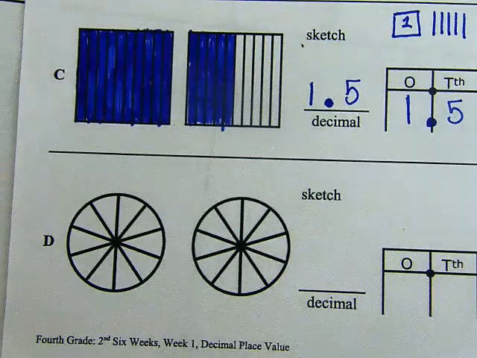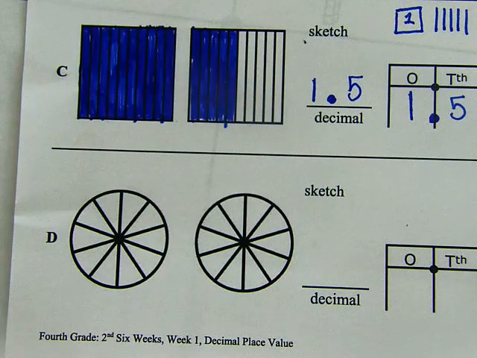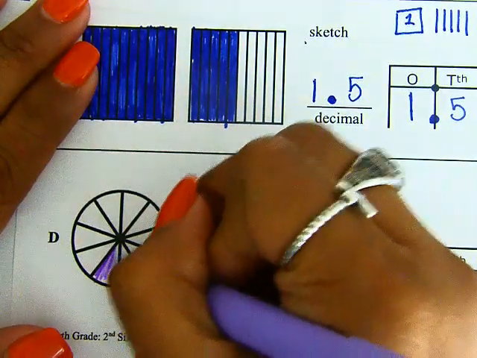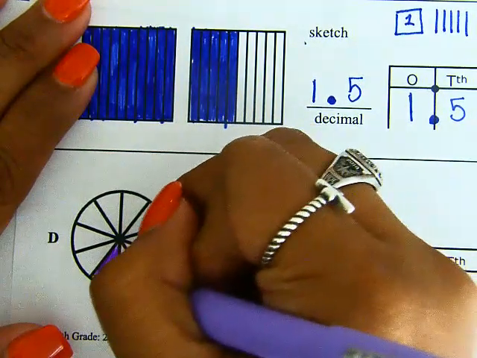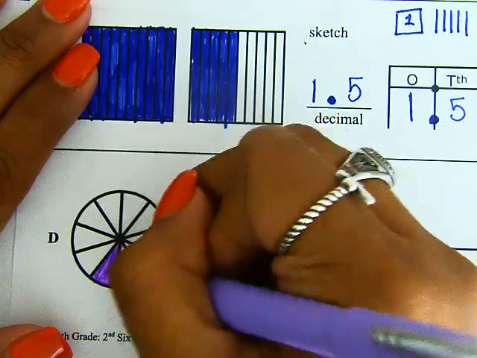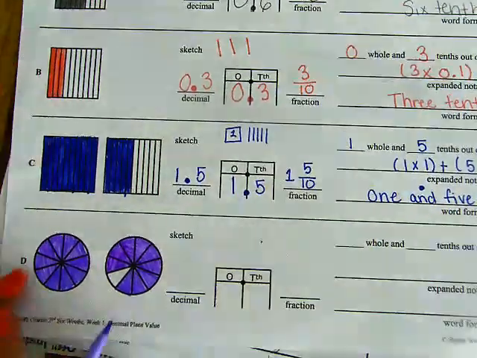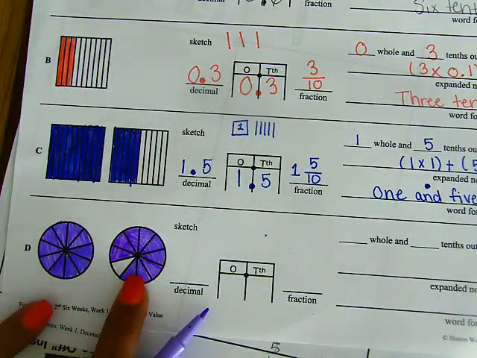Now, let's do one more. Now for right here, I want to use 1 and 9/10. So I'm going to color this in. I want to color 1 whole and 9/10. So I need you all to do the same on your paper. So now I've already colored my 1 and 9/10.